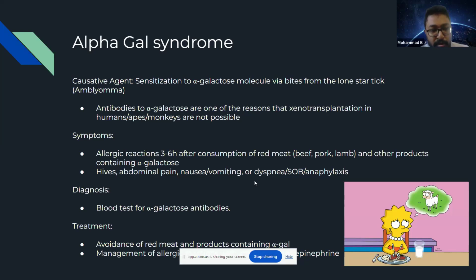The way we diagnose this is we look for antibodies against alpha galactose. As for treatment, there's not much that can be done. Mostly we need to avoid red meat as much as possible and any products that may have alpha galactose. And if there's ever an allergic reaction or anaphylaxis, we would treat them with antihistamines or epinephrine.